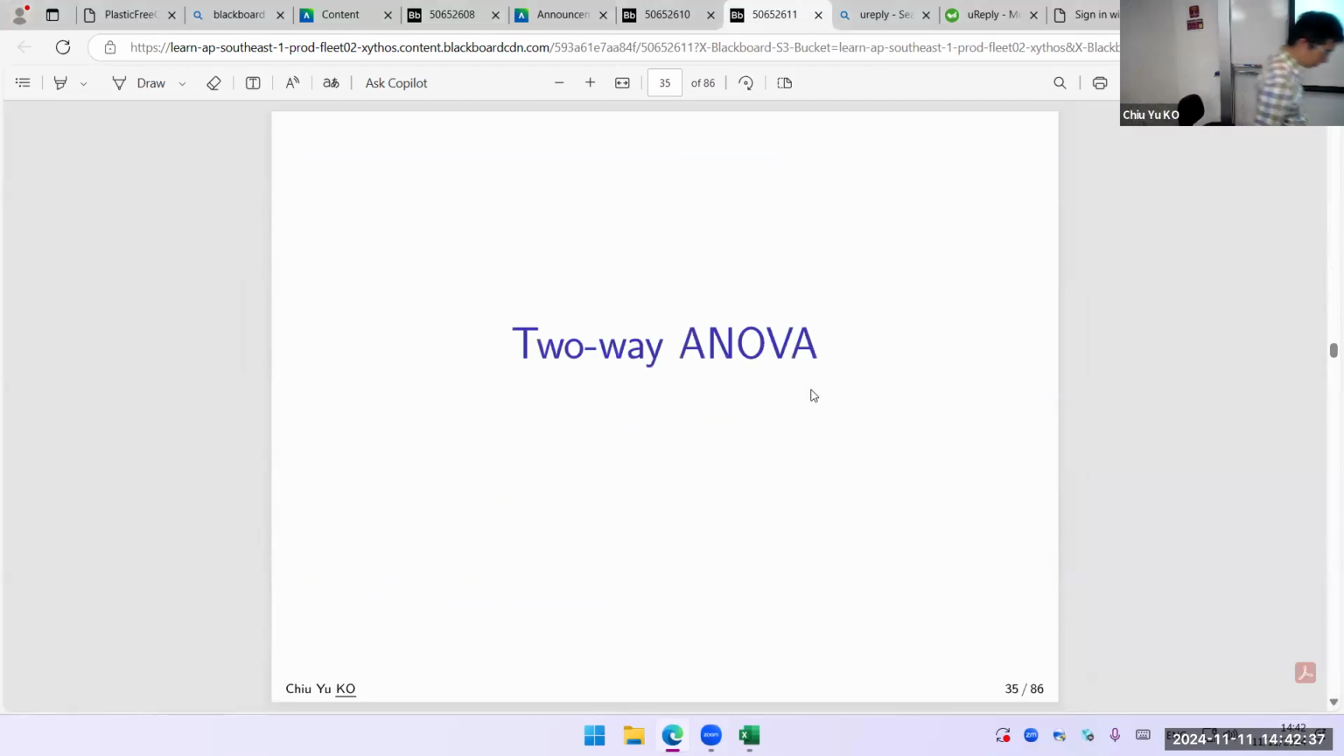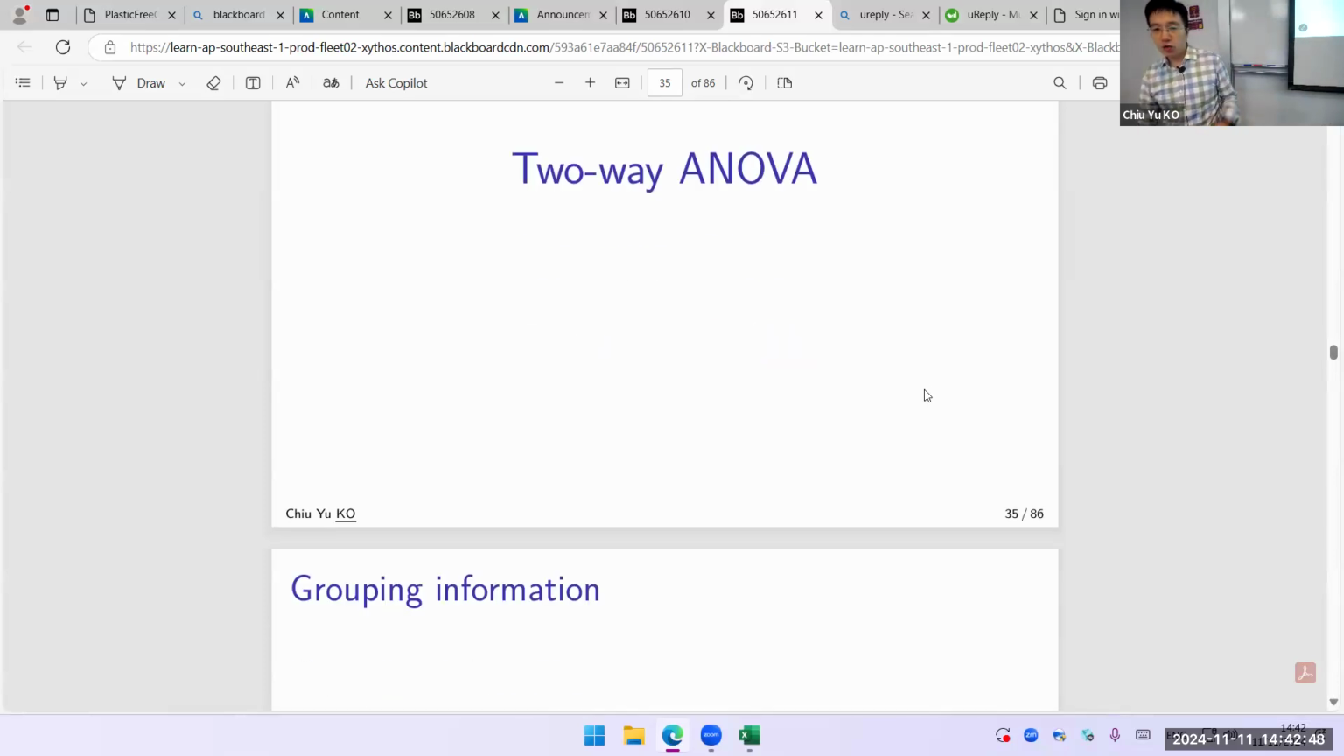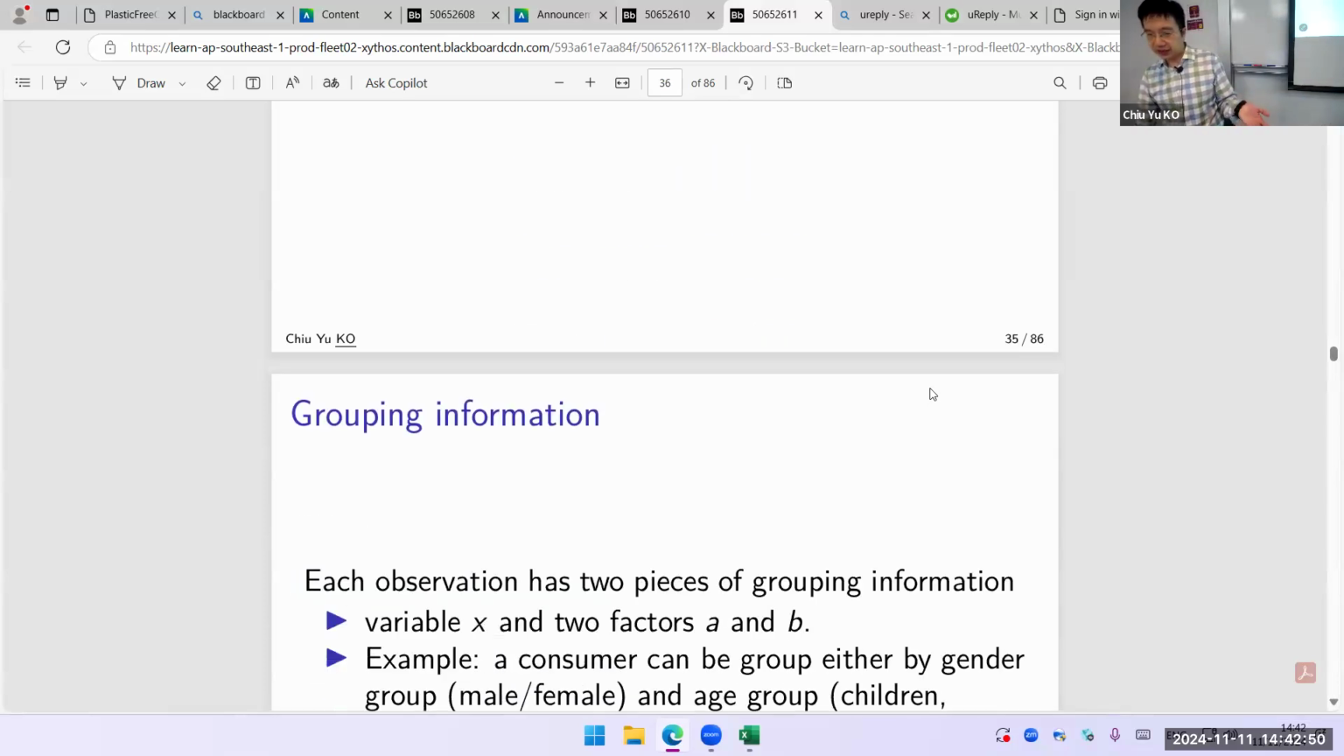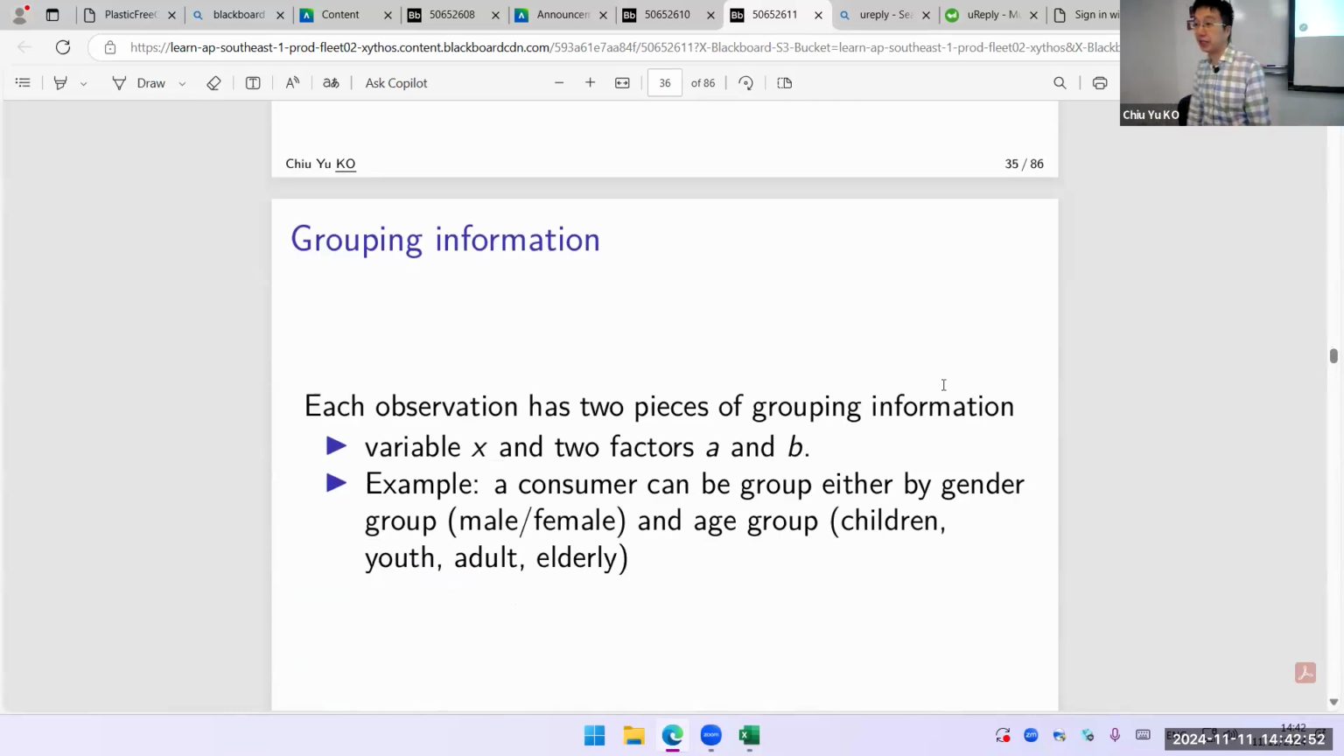So, two-way ANOVA. Don't worry, this is very similar to what we did before. The one new thing is what we call interaction, which we'll define very carefully soon. Two-way ANOVA is actually a very natural extension.